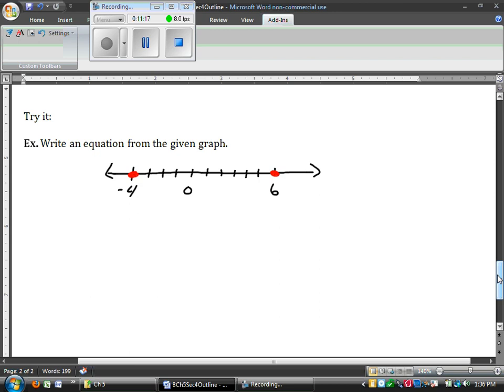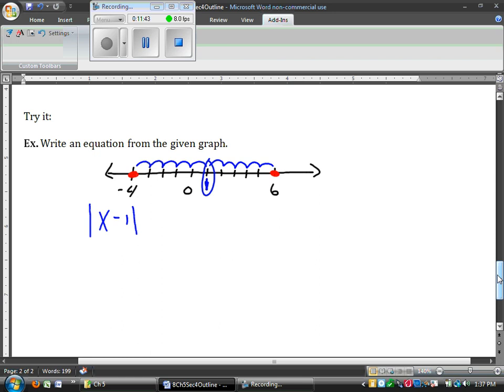We're going to start counting in. If we start counting in, we find that the midpoint of this is at 1. Going 1, 2, 3, 4, 5. 1, 2, 3, 4, 5. So our midpoint is right here at 1. That means the start of our equation is x minus 1.